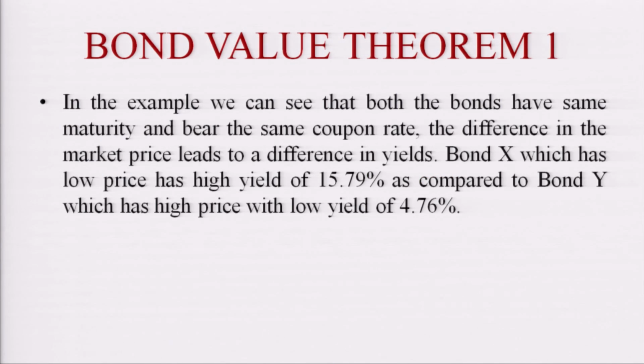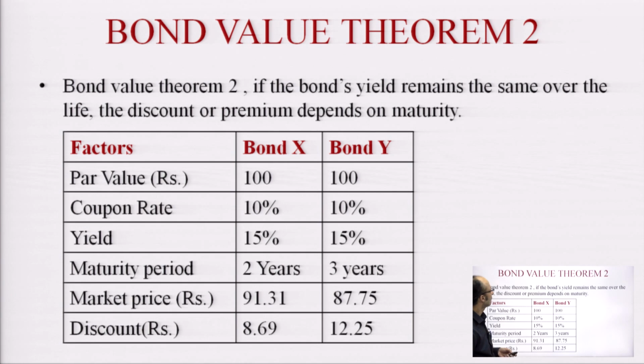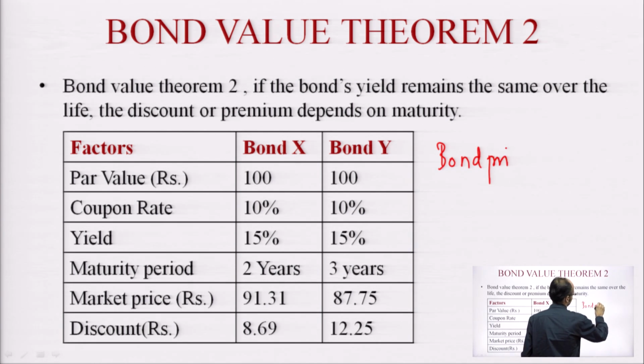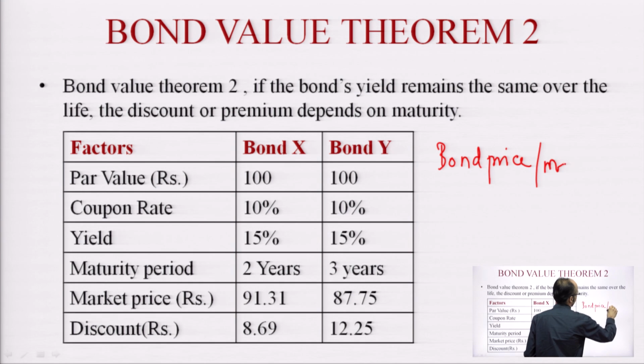The next theorem is bond value theorem 2. Bond value theorem 2: if the bond yield remains the same over the life, the discount or premium depends on the maturity. The discount and premium depend on the maturity. It means here the relationship again is between the bond price and the maturity.